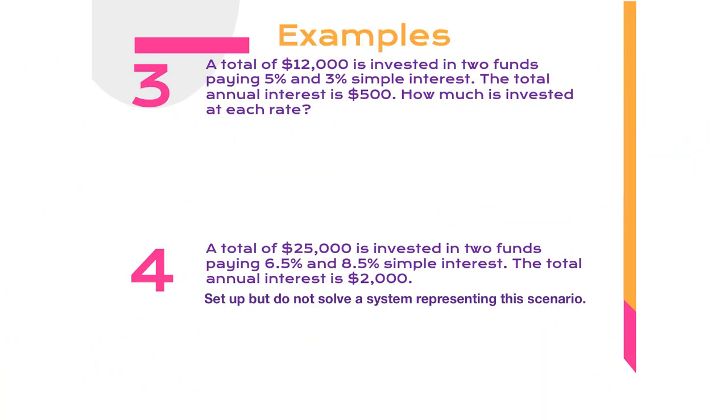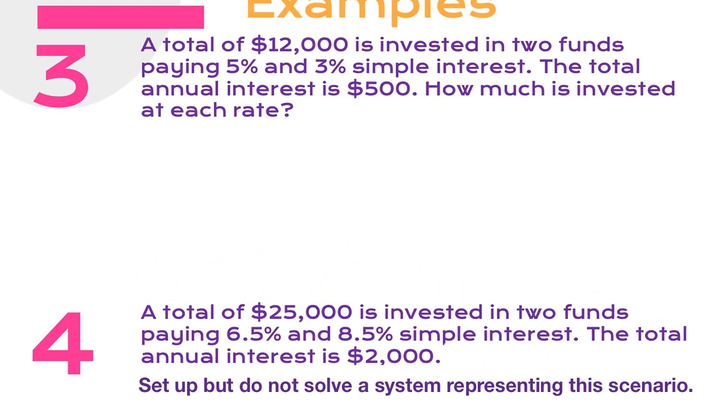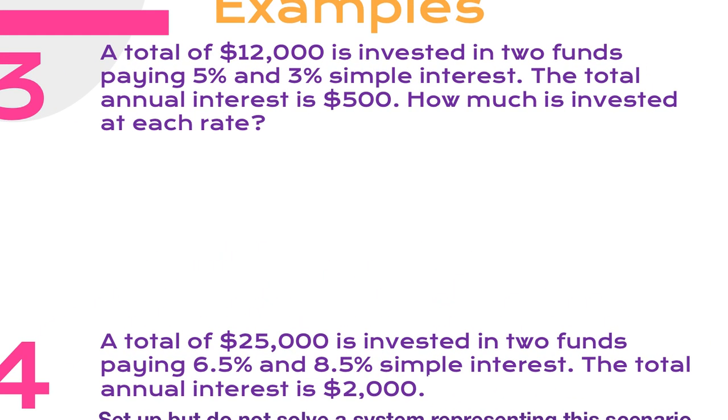All right, now looking at these examples, they look a little different, but it's the same concept. I still have 2 equations and I'm still solving for something. So looking at number 3, it says a total of $12,000 is invested in 2 funds paying 5% and 3% simple interest. The total annual interest is $500. How much is invested at each rate?